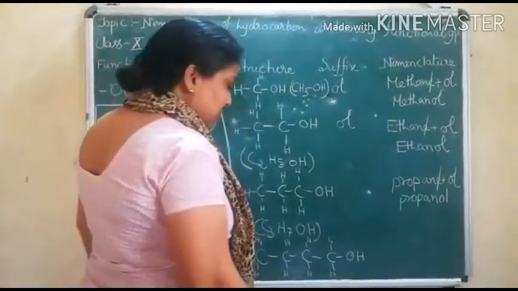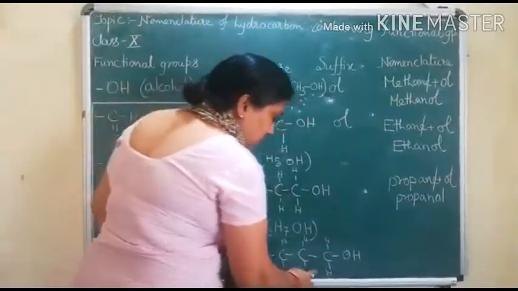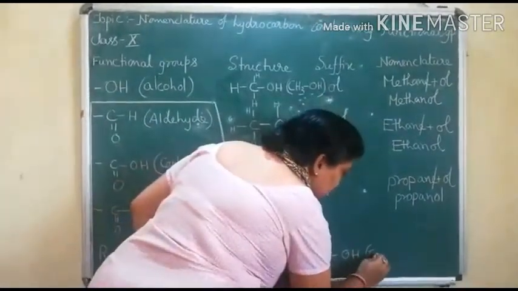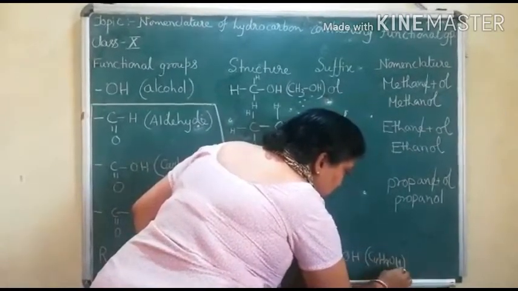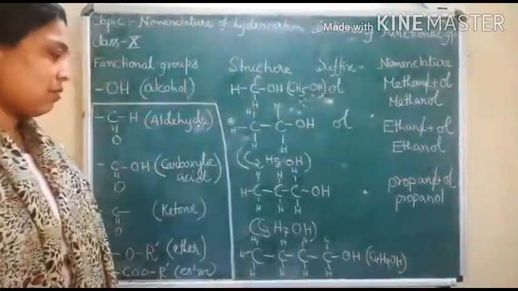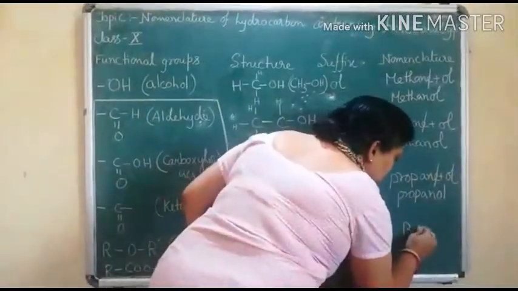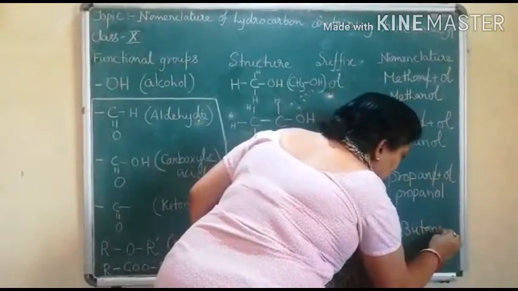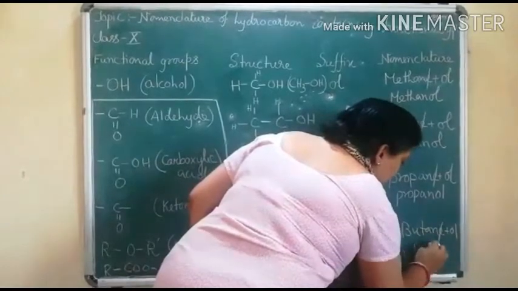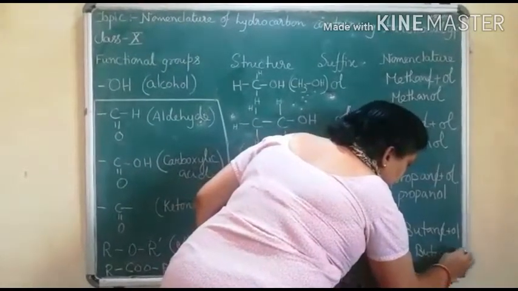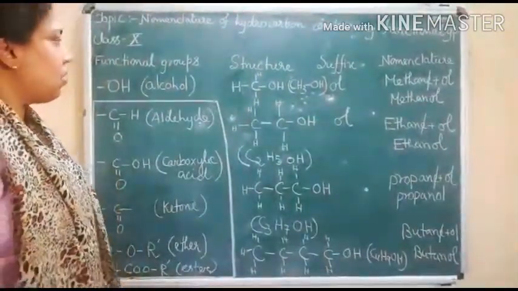So how many hydrogen? Total hydrogen is 1, 2, 3, 4, 5, 6, 7, 8, 9. Total hydrogen is 9. C4H9OH. For 4 carbon, if it is in chain, 4 carbon is there, the name will be but. So it is butane, plus the final E will be omitted, so the name will be butanol. This is all about the nomenclature of alcohol.